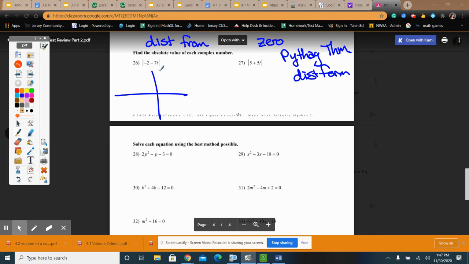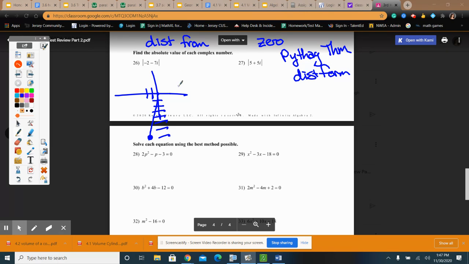Well, -2 minus 7i would be -2 for the real part, -7 for the imaginary part. 1, 2, 3, 4, 5, 6. I'm right off the chart here. There you go. Right down here. And they want to know how long that line is, really. Okay.